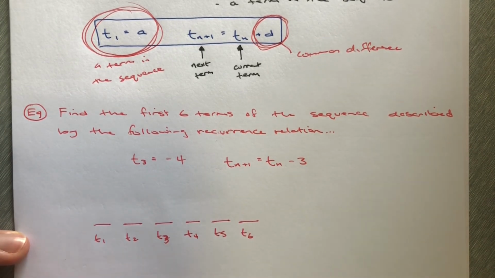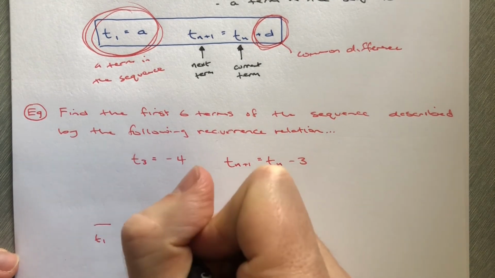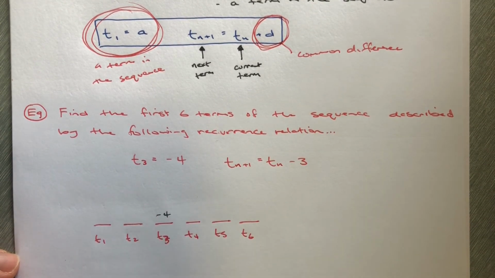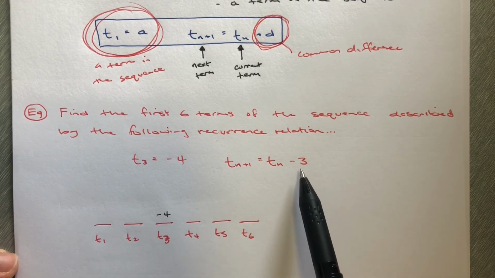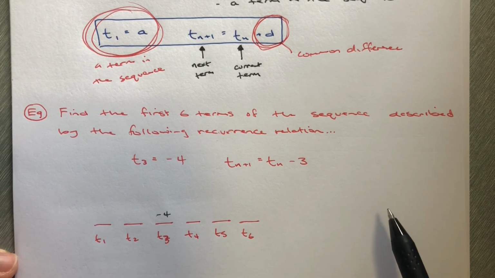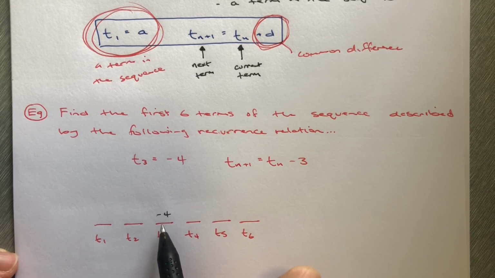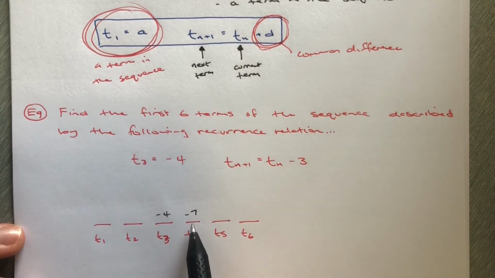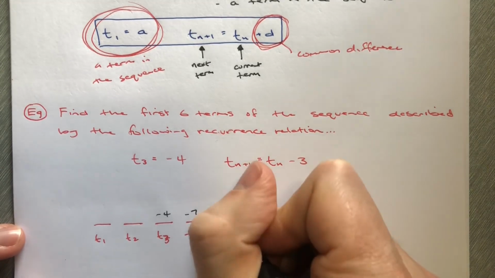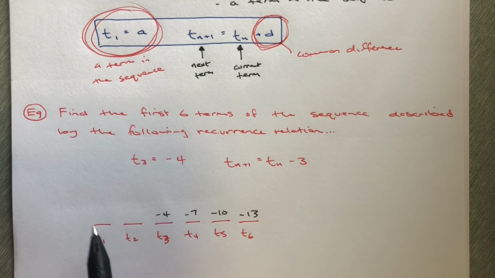Okay. Now they told us that the third term is minus 4. Cool, so we've filled that one in. Now this is saying that the next term is the same as the current term, but take away 3. So it's going down 3 each time. This is what we're really looking at, the common difference. So if we're at minus 4 and we're going to go down 3, that gives us minus 7. If we're at minus 7 and we're going to go down 3, that gives us minus 10, and then minus 13. But we need to get these ones as well, don't we?